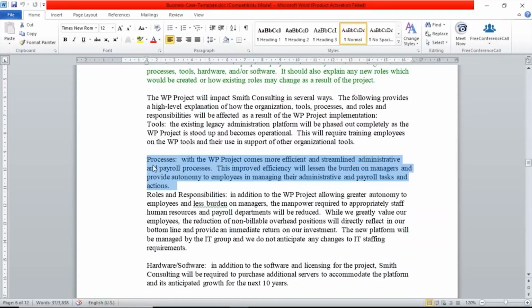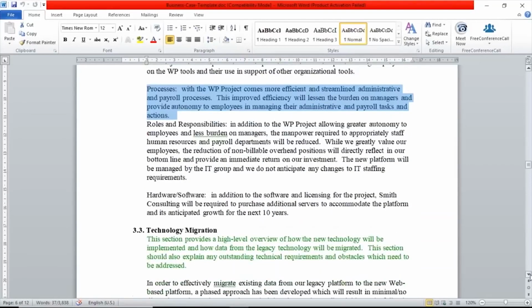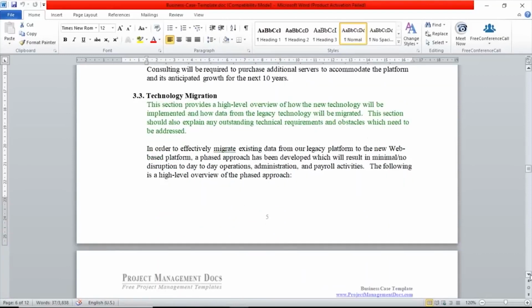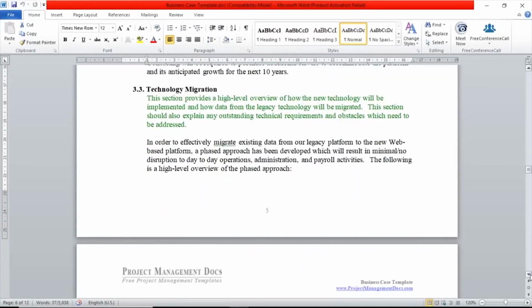So that means there is a change in process. Earlier, this was done by the managers. Now it's going to be done by the employees themselves. So there is a clear-cut impact on the process. This was just one example. There's going to be impact on roles and responsibilities, even from a technology point of view, hardware, software, etc. Then how the technology migration will be done.